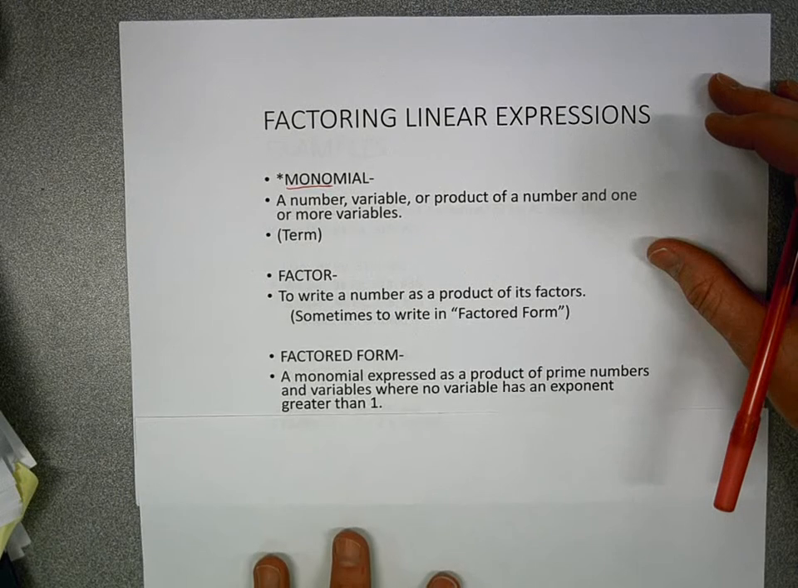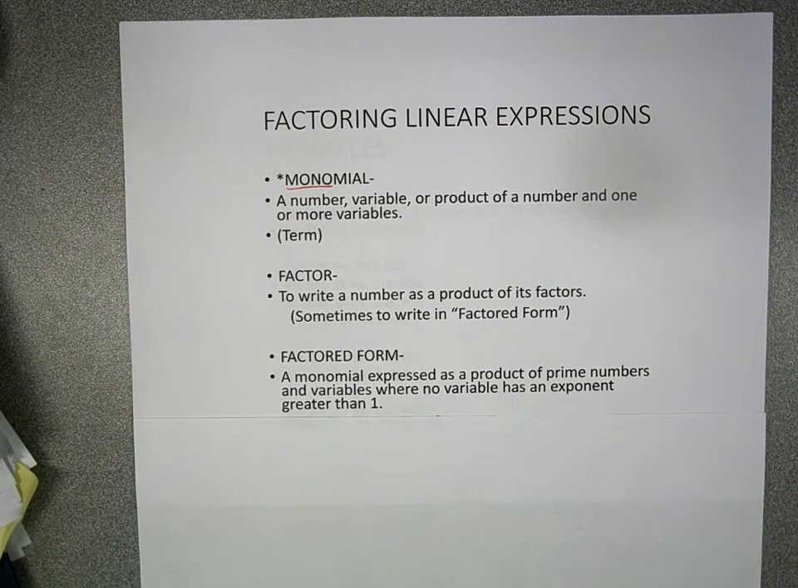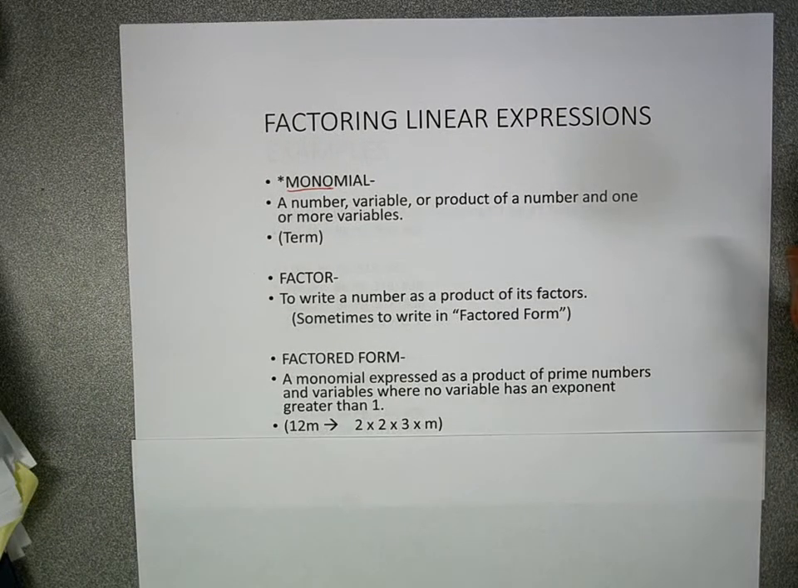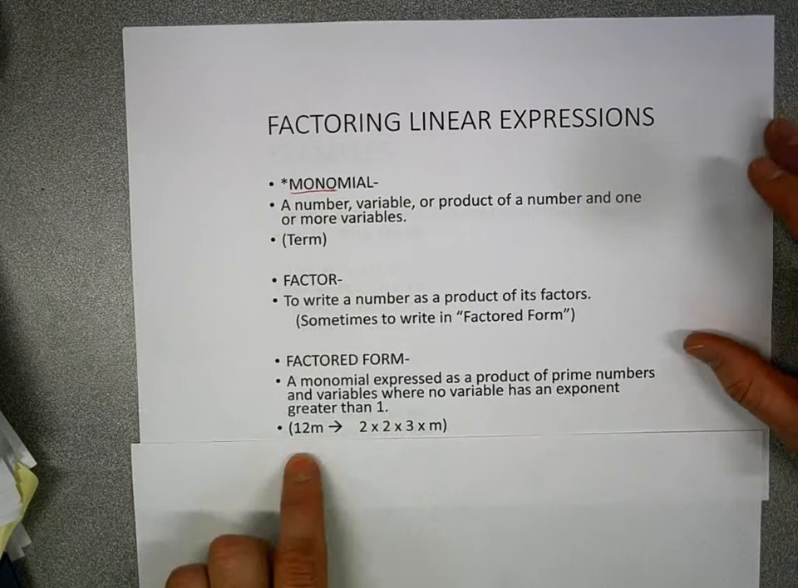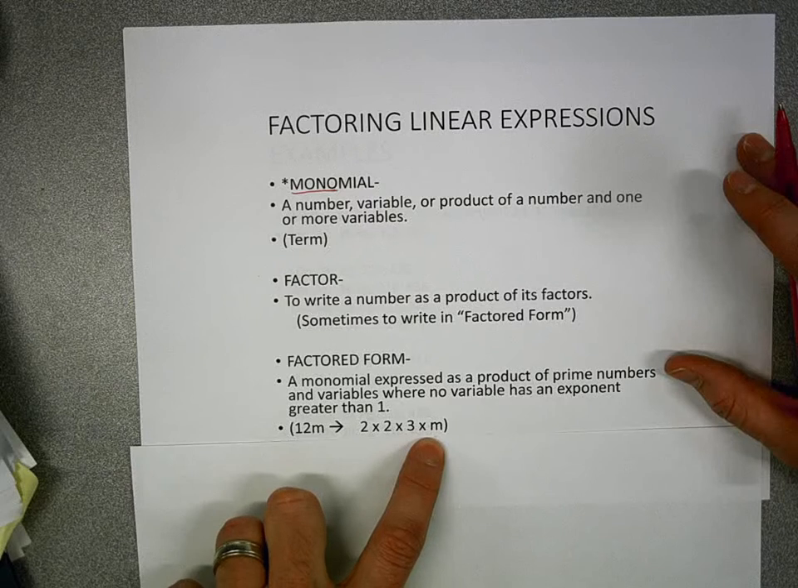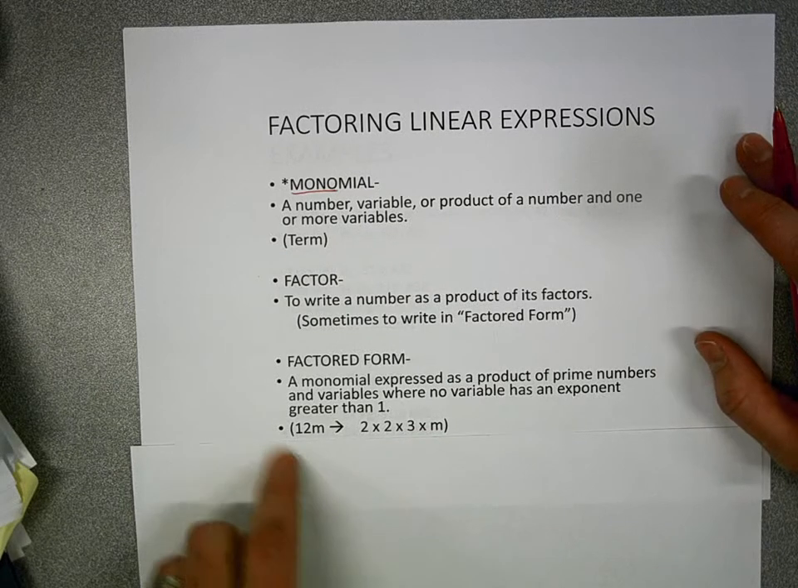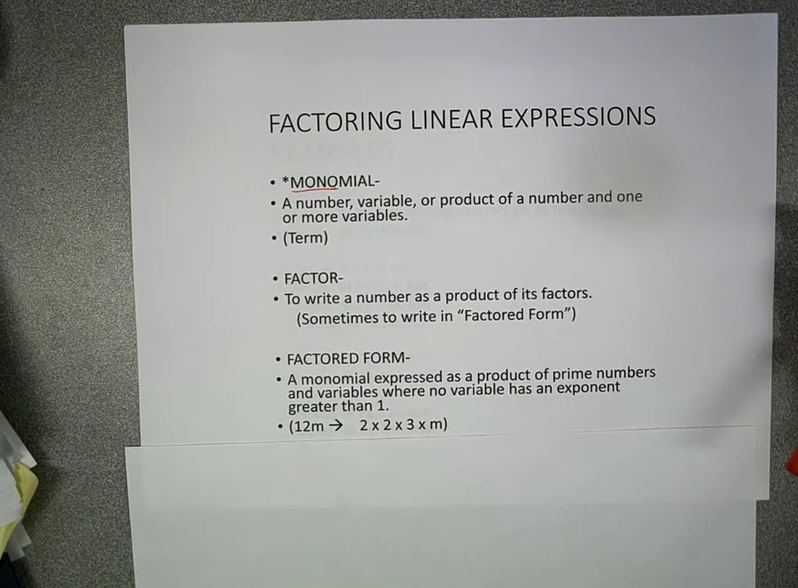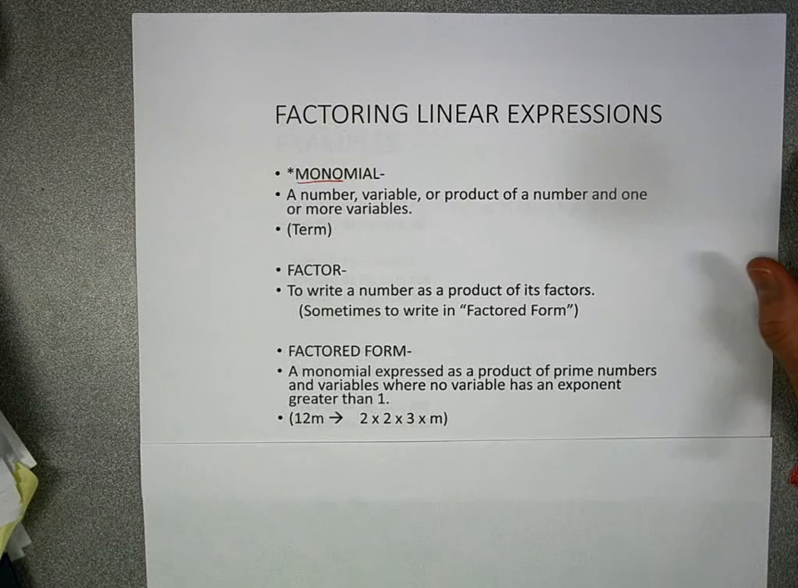All right, so here's what factored form is. This is a monomial expressed as a product of prime numbers and variables where no variable has an exponent greater than 1. So here's what that means. If you have something like 12m, 12 would factor out to 2 times 2 times 3 times m. If this was 12m squared, it would be 2 times 2 times 3 times m, 2 m's multiplied. Okay, so that's what factored form is.